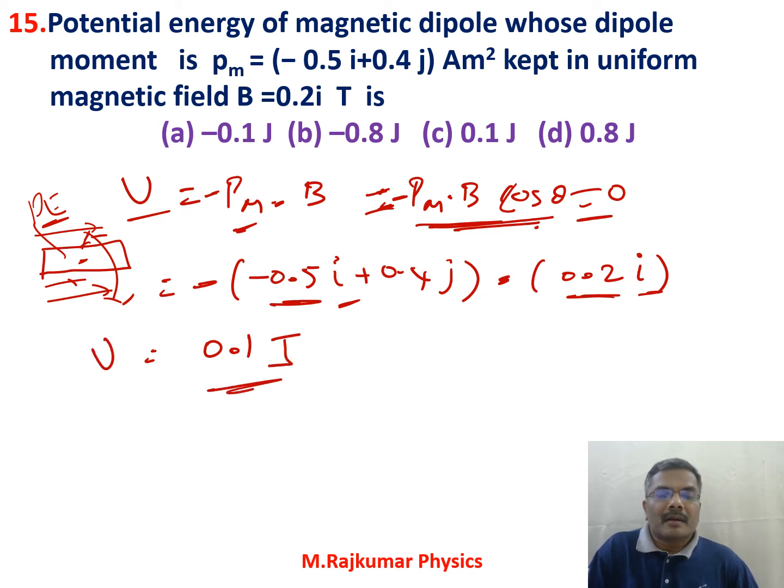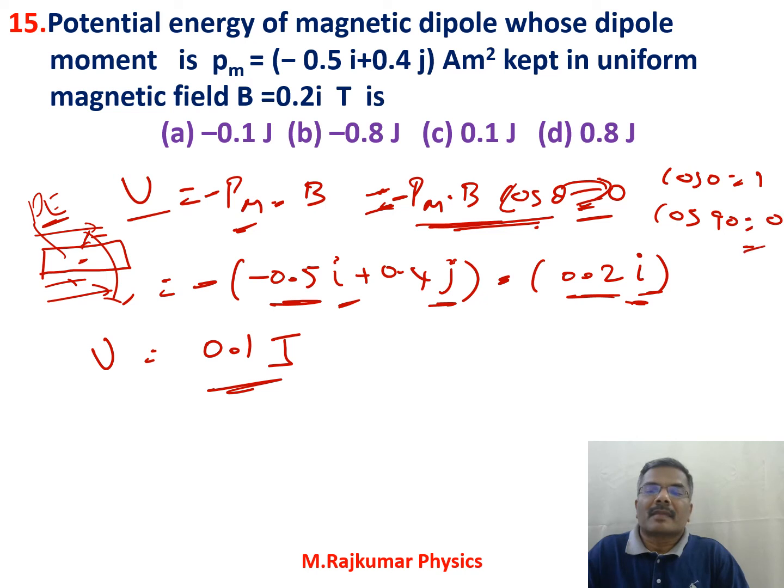Here J dot I will be 0, because the angle between J and I is 90, and cos 90 is 0. In the previous case, I dot I, theta is 0, so cos 0 will be 1. And J dot I, theta is 90, so cos 90 will be 0. You can understand? So I'll be getting 0.5 into 0.2 is 0.1. So 0.1 joules is the final answer.